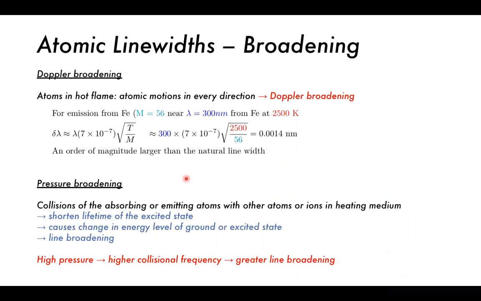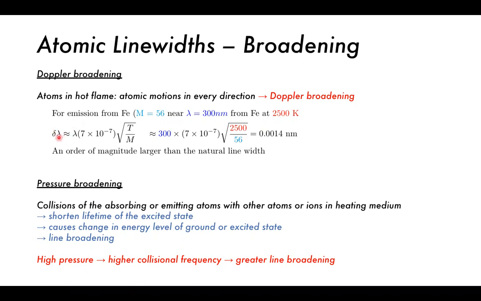Atomic line widths, the broadening then. So here's a sample calculation. We're asked about atoms in the hot flame, atomic motions in every direction. So we have Doppler broadening. So for emission from iron, which has a mass of 56, we're near the wavelength of 300 nanometers. So that's what we're going to use. From iron at 2500 Kelvin. So we can see here the numbers have all been color coded for easy checking.